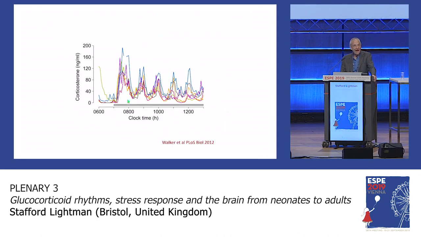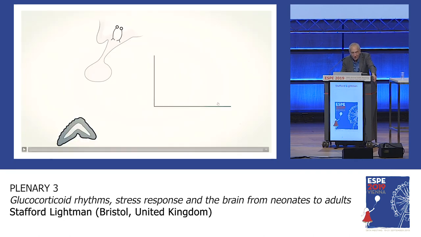And if we look in eight different animals here, you'll see that this is constant CRH, and you get these beautiful pulses, one-hourly pulses of corticosterone. So we have a sub-hypothalamic pulse generator created by the interaction which emerges between the pituitary and the adrenal cortex.